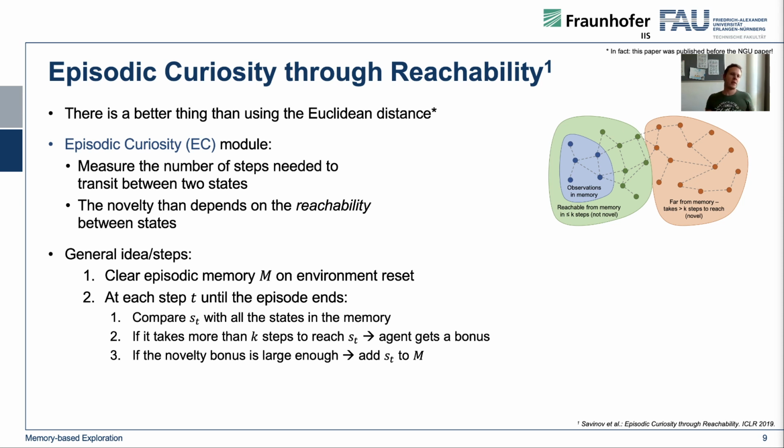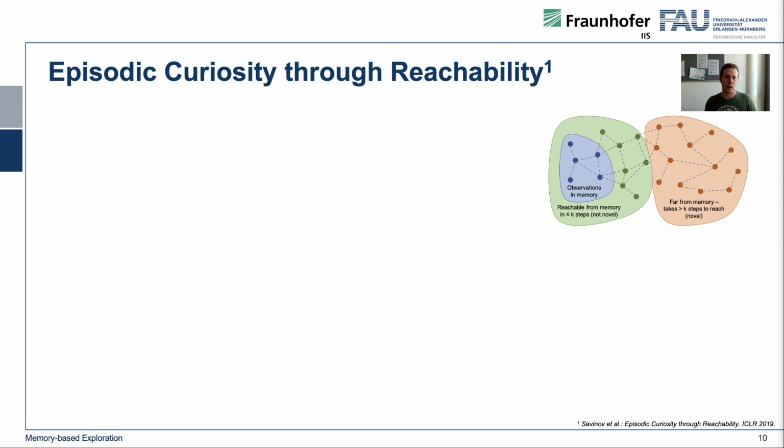And the question now is, this is a high-level discussion of this algorithm, but there is one thing that we still need to learn, and this is how can we estimate the reachability between two states. So, having already some states in the memory, how can we actually estimate how many steps k we need to reach a state from the states that we already have in memory? That's the question, and this is what they proposed in their paper.